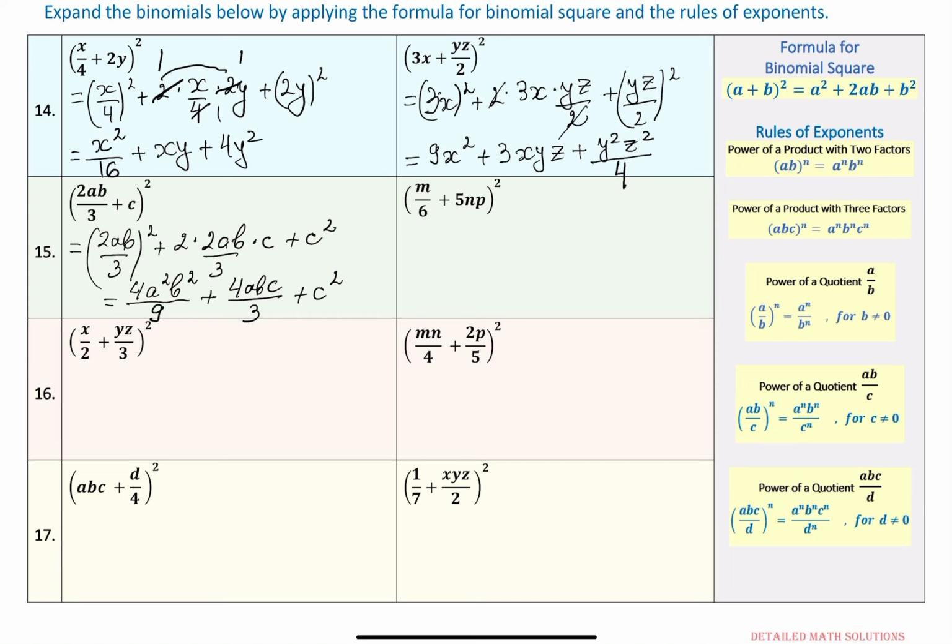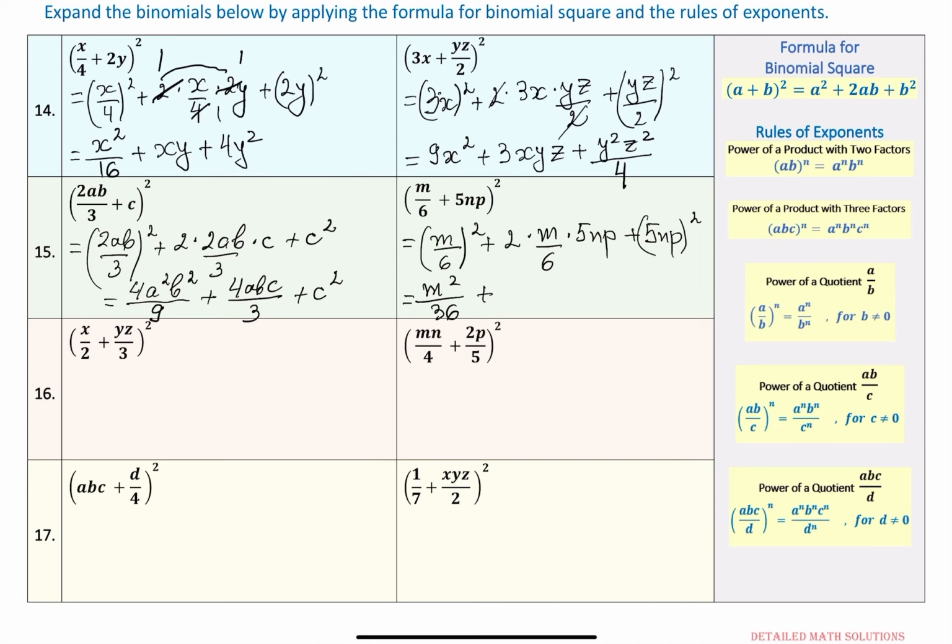Next exercise, (m over 6 plus 5np) squared is equal to (m over 6) squared plus 2 times m over 6 multiplied by 5np, the second term, plus (5np) squared. Is equal to, if we apply the rule for power of a quotient a over b for (m over 6) squared, then we get m squared over 6 squared, which is 36.